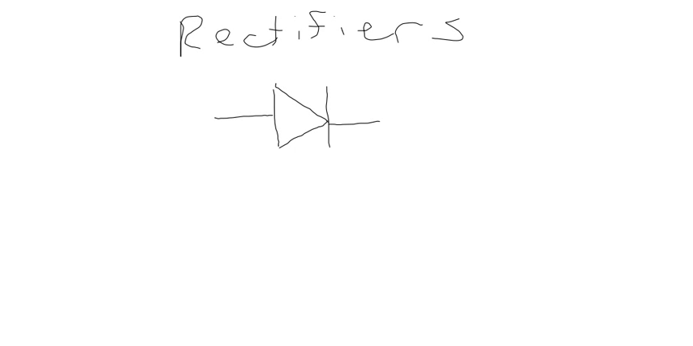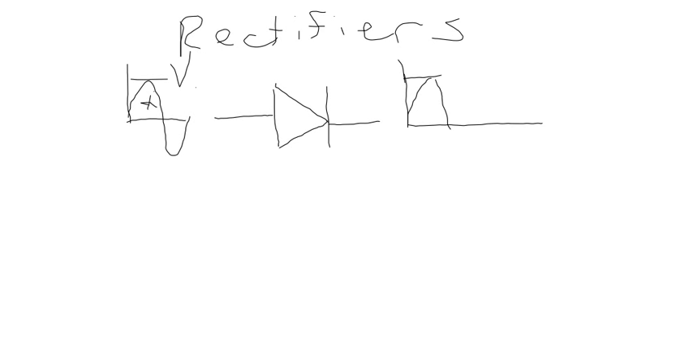If I feed an AC waveform into this diode, during the positive half cycle of the AC waveform, the diode's going to forward bias. It's going to give me an output that looks like this, where the peak voltage here, let's just call this VP, and this is VP out.